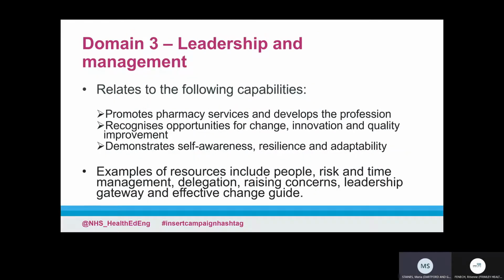Domain 3 relates to the following capabilities: promotes pharmacy services and develops the profession, recognises opportunities for change, innovation and quality improvement, and demonstrates self-awareness, resilience and adaptability. Examples of resources include people, risk and time management, delegating, raising concerns, leadership and effective change.